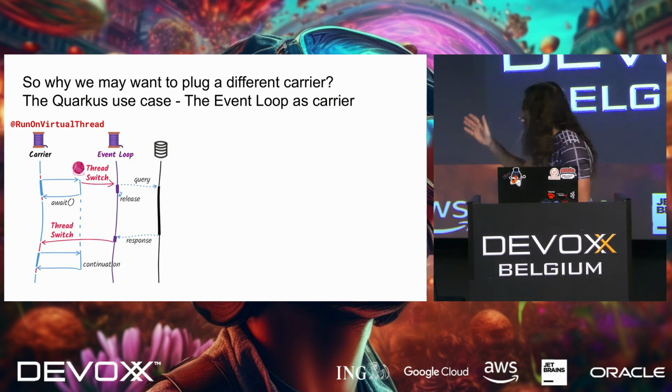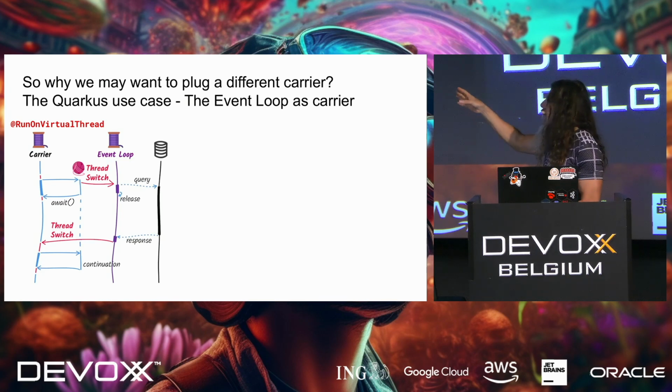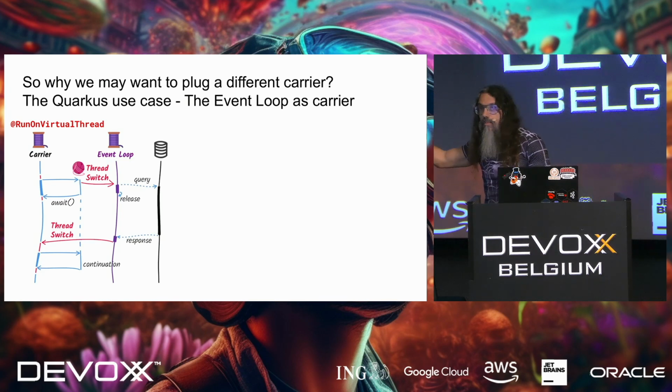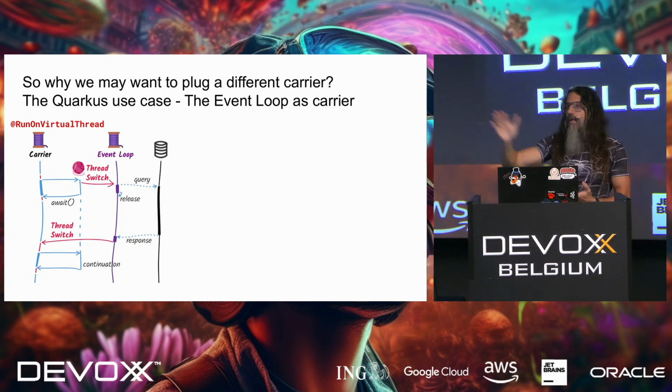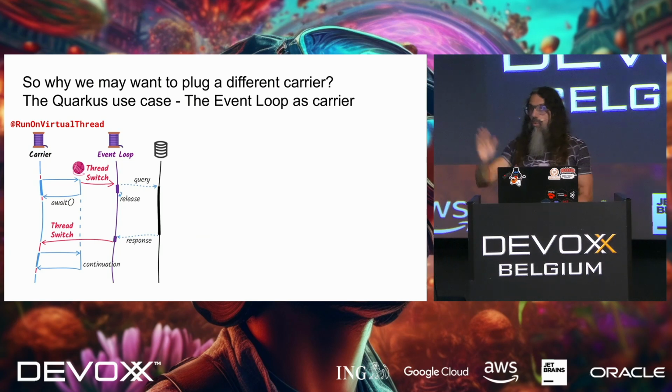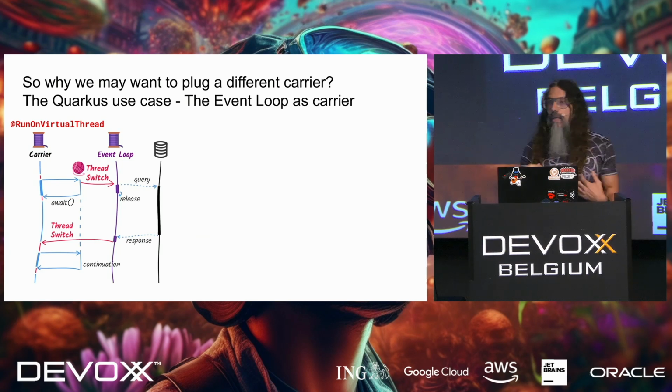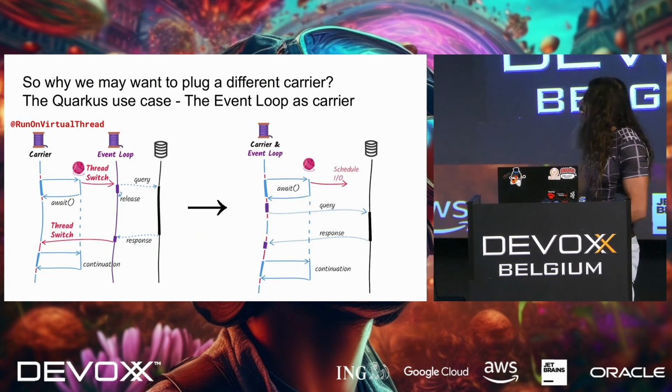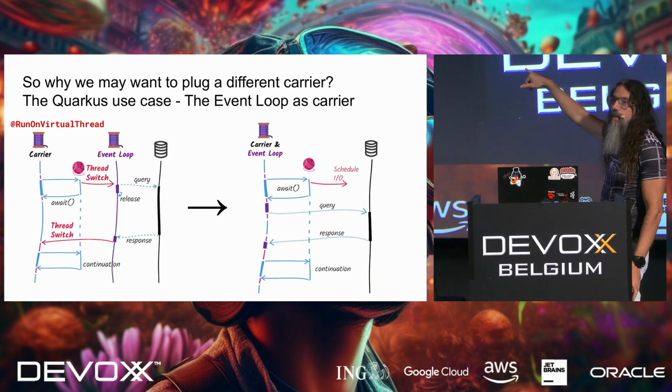But the fact is that if this virtual thread is doing an operation that, for instance, is querying a database, then you have to pass this request to the event loop, and then the event loop will query the database. So what happens at the moment in Quarkus if you do this is that you have a thread switch from the carrier thread to the event loop thread to do the request, and you have a second thread switch for the response.